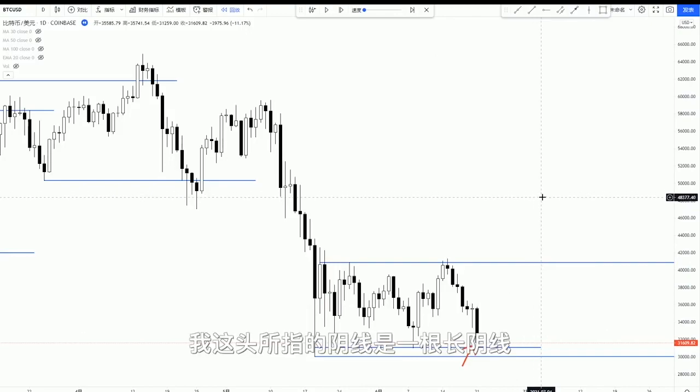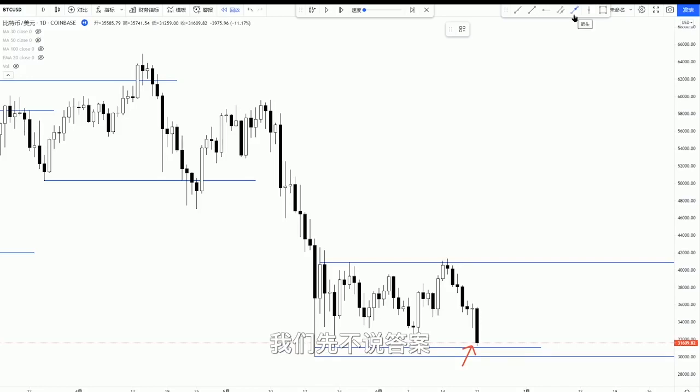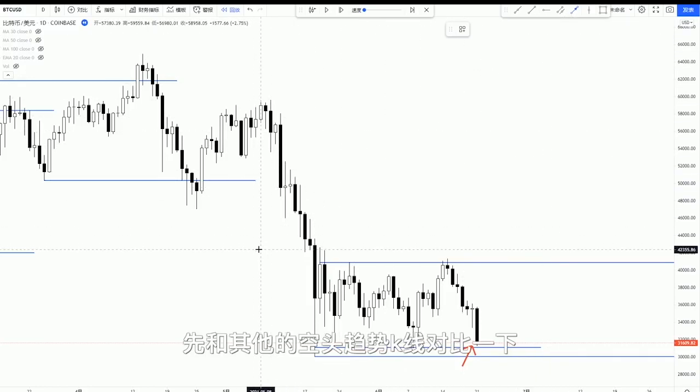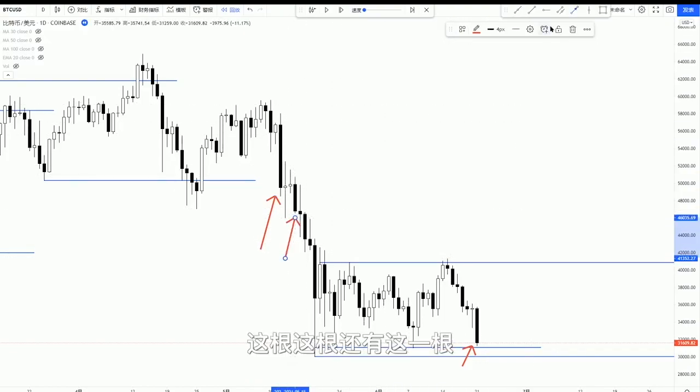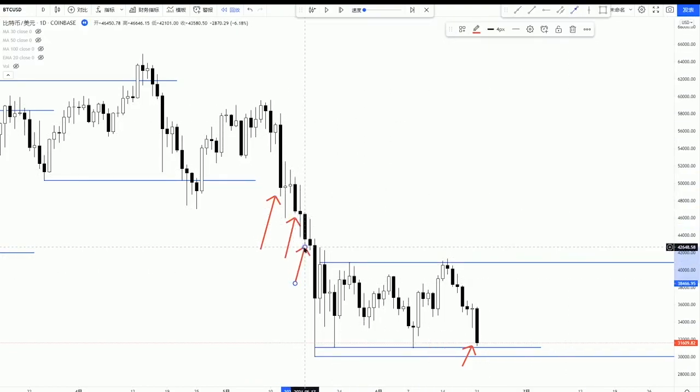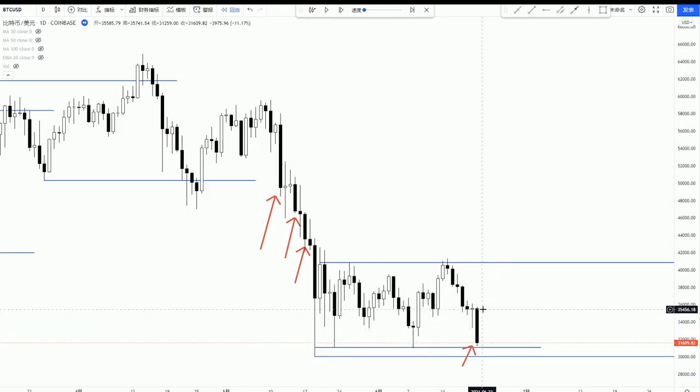Let's forget about the answer and compare it to the other short trend K lines. Just this one and this one. Let's take this short trend K line on the right and compare it with the three on the left. I can tell you the answer. The three short trend lines on the left represent the strength of the short trend. The short trend K line on the right represents the energy depletion of the bears, which is caused by the vacuum of buying pressure.